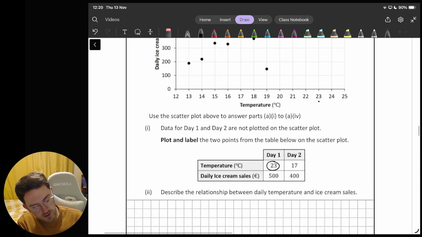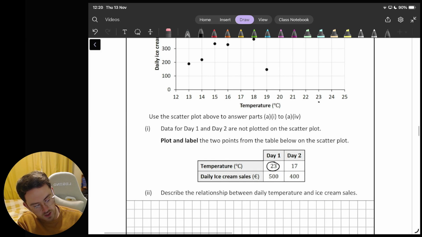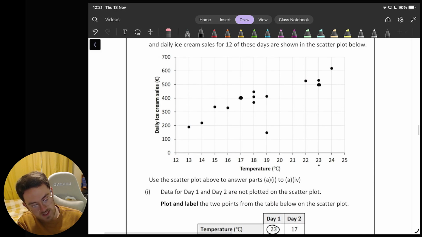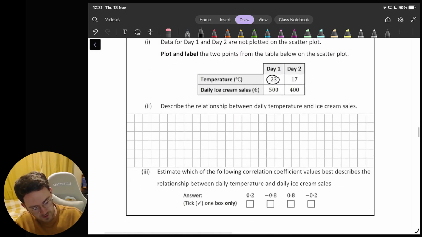We're asked to plot and label the 2 points, which we've done. We are asked to describe the relationship between daily temperature and ice cream sales. So looking at it here, I would say that we're safe to say that as the temperature increases, the ice cream sales also increase.